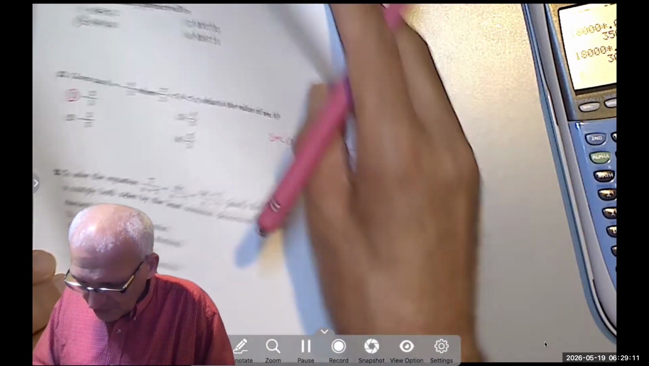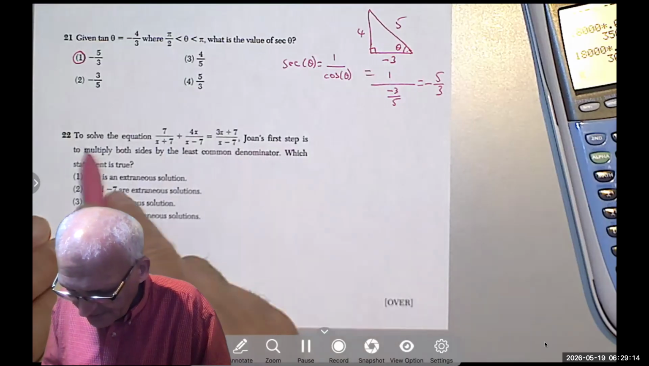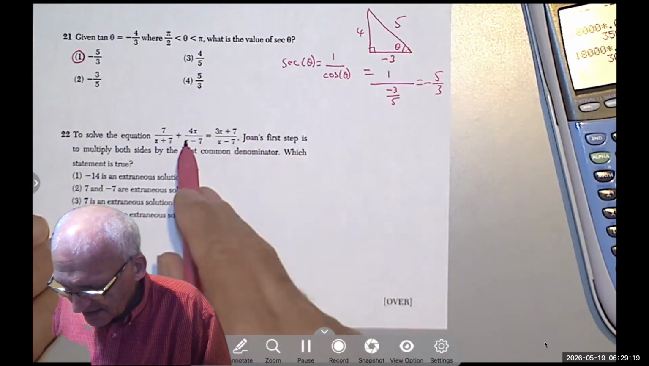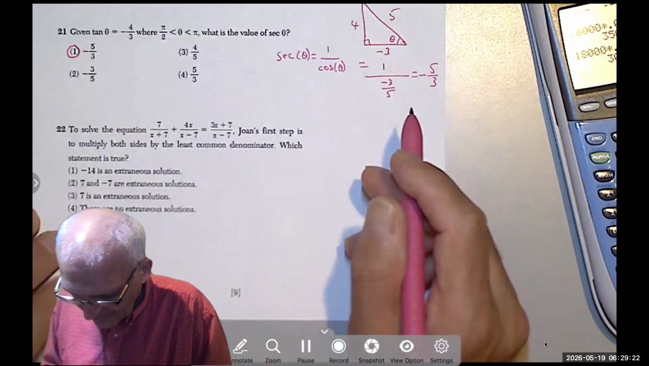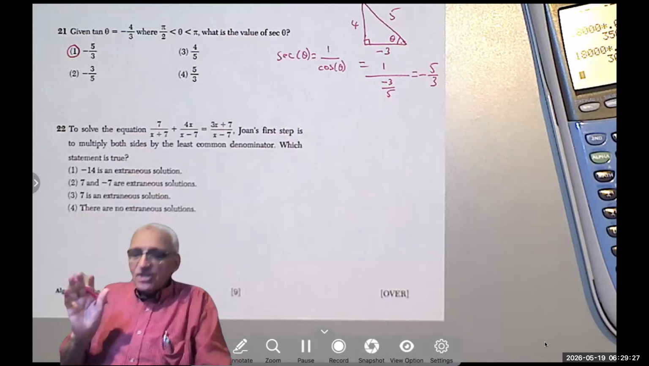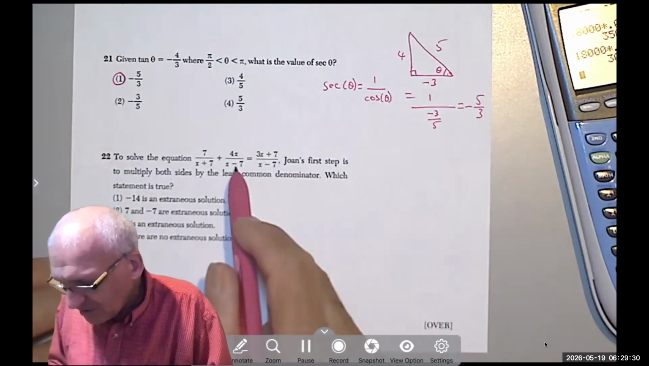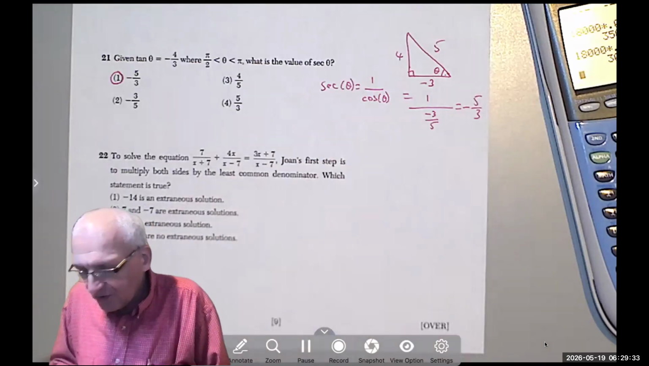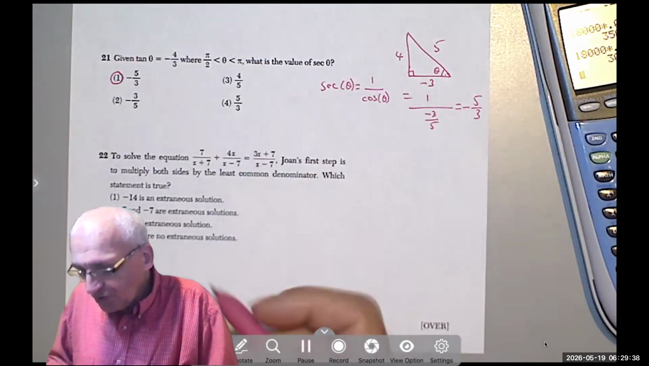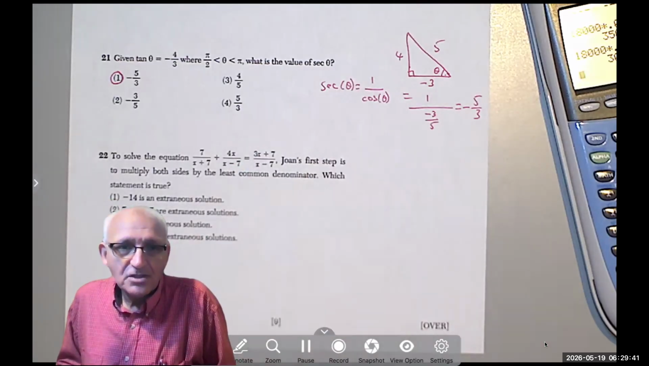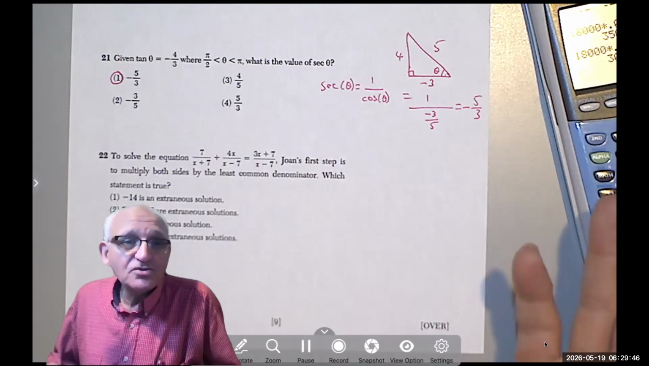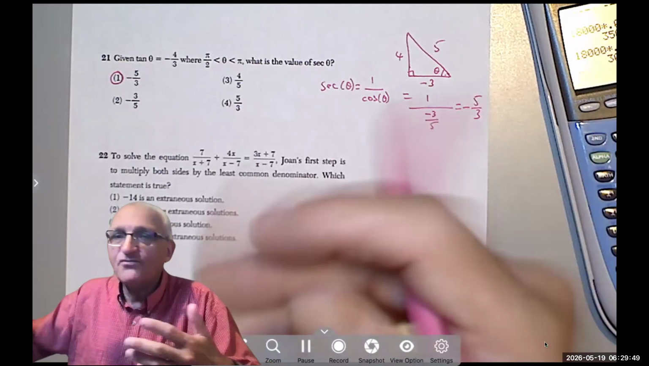3 more. To solve this equation, Jones' first step is to multiply both sides by the least common denominator, and the least common denominator in this case is x minus 7 times x plus 7. And you need to know which one of those is an extraneous solution. It is not correct to jump to conclusion and say, oh, it's 7 and negative 7, because that would make the denominator 0. Yes, that's only if after you solve, you get both of these as roots. So you have to solve the equation first. And then you may not have any extraneous roots if the roots, for example, are negative 1 and 4.